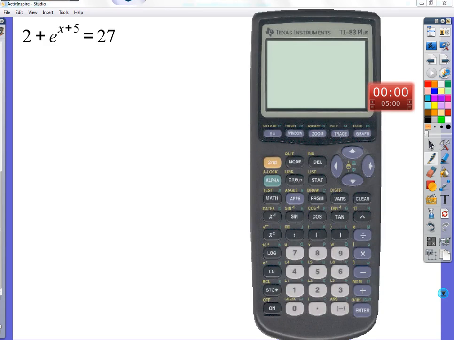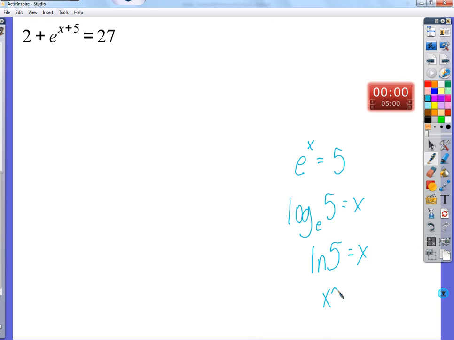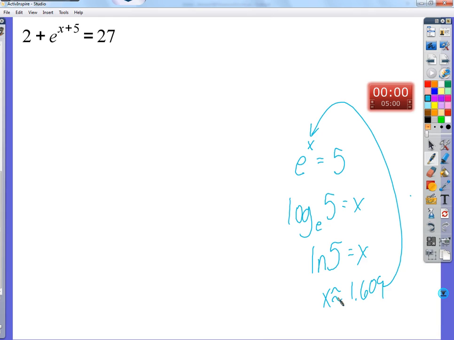Let's see what it is. The natural log of 5 is 1.609, which means e to the 1.609 gives us 5. I'm rounding 1.609, so it's not going to be quite exact. I would need to use as many decimal places as possible. It should be close. It gives 4.9978. It's very close to 5. It's approximately that.